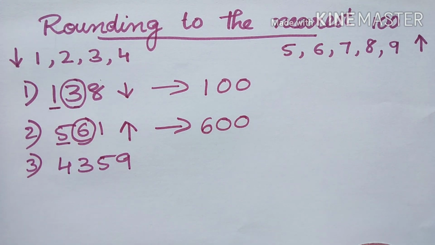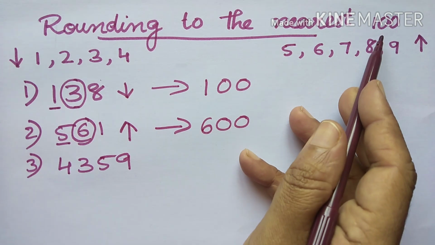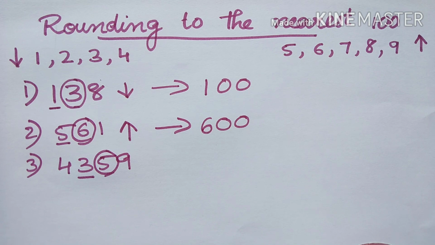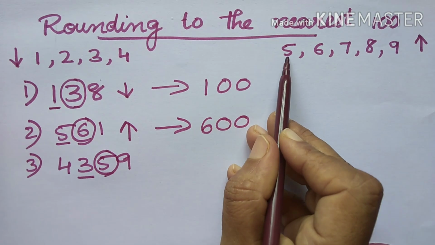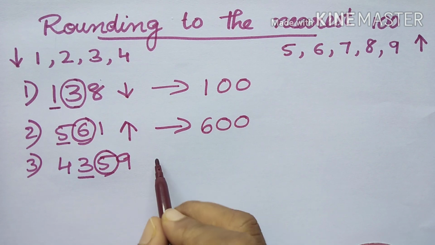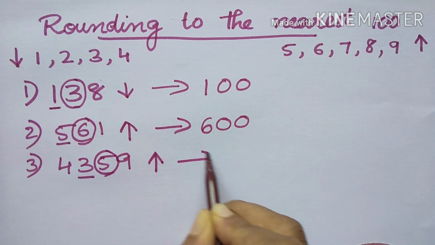4359. Underline the number in the hundreds place and see the number next to the 3. So the number is 5. The number 5 and more than 5 should round up. So here we have to round up.